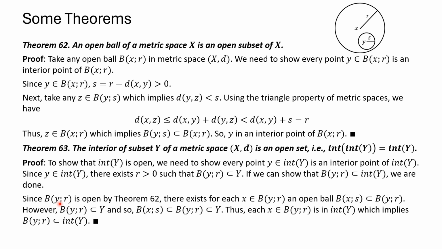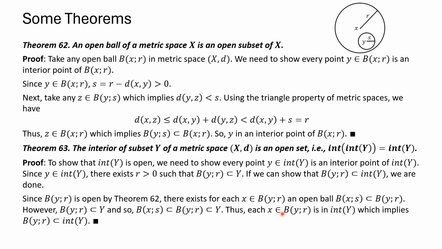Since the open ball centered at y, radius R, is an open set by our theorem 62, for each x in this open ball centered at y radius R, there's an open ball about x with radius S, which is contained in our open ball B centered at y radius R. However, this open ball is in Y, and so we have the open ball about x of radius S is inside of the open ball centered at y radius R, and that's in Y. So that's just from this and this, putting that together, we get this here.